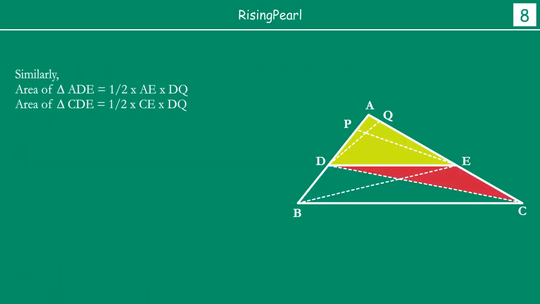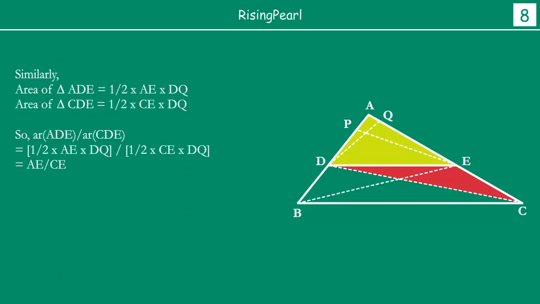Now we take a look at these two triangles, and again we will do the same thing. So what we see is this ratio, that is the area of triangle ADE highlighted in yellow, divided by the area of triangle CDE highlighted in red. This ratio is nothing but this, AE by CE.